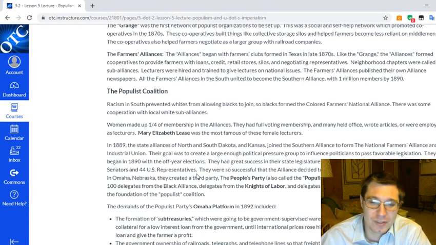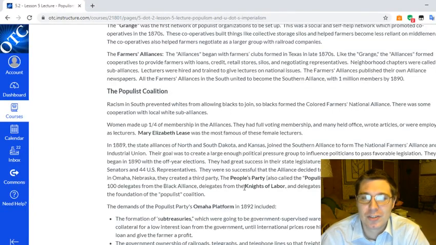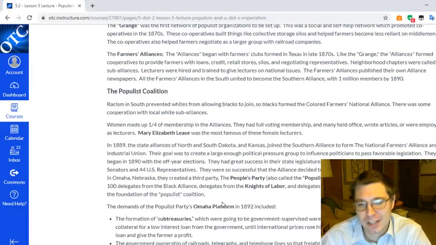They were so successful that the alliance decided to form a third party. At a convention called in 1892 in Omaha, Nebraska, they created a third party, the People's Party, also oftentimes called the Populist Party. 1,300 delegates were present, including 100 delegates from the Black Alliance, delegates from the Knights of Labor, and delegates from the women's movement. These people were the foundation of the Populist Coalition.